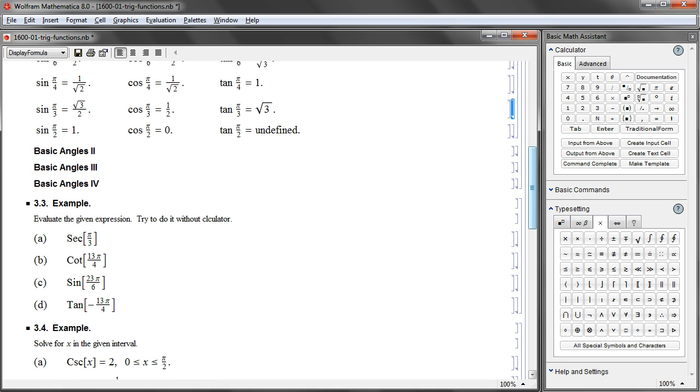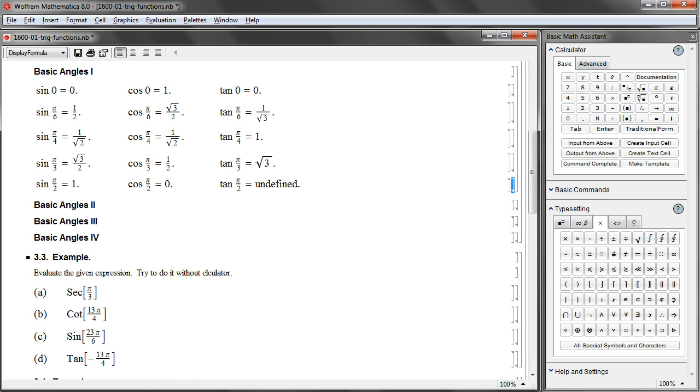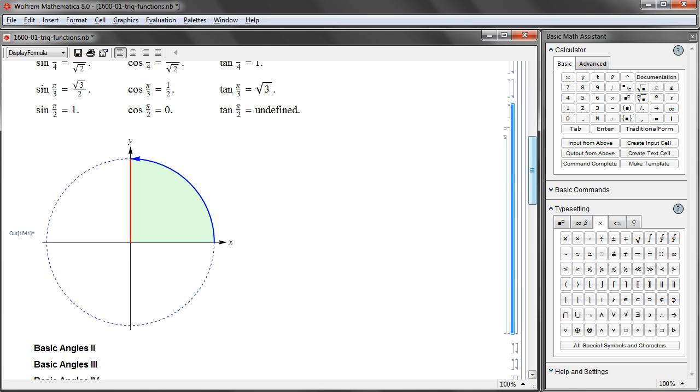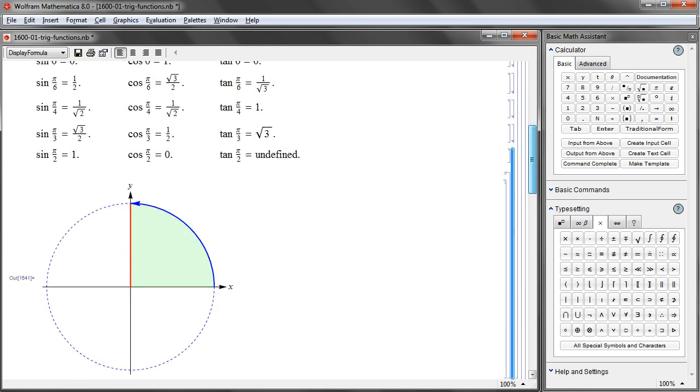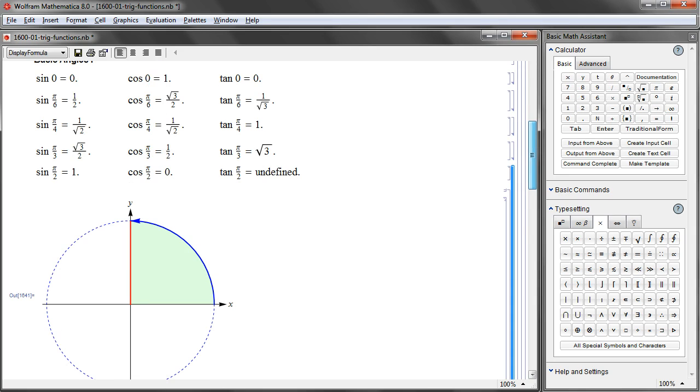Next one, pi over 2. In this case, we have another degenerate triangle here. We have just a vertical line segment like this. And of course, vertically, we just go to the radius. So y over r is r over r. So sine of pi over 2 is 1. Cosine, on the other hand, is 0 because horizontally we don't go anywhere. So cosine is x over r. That's 0 over r. That's 0. How about tangent? Tangent is undefined because sine over cosine, we have 1 over 0, that's undefined.